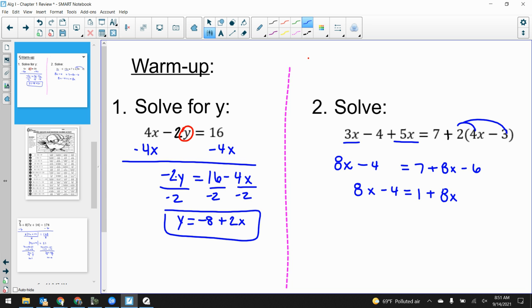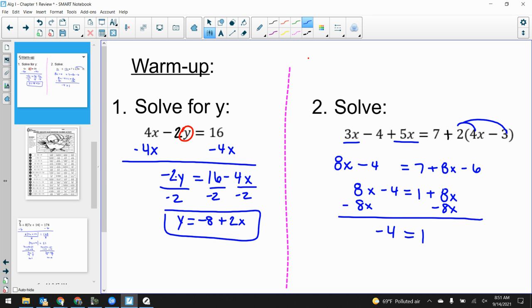What's going to happen here? What's going to happen? Okay, they're not going to equal the same number. Oh, I see what you mean. When I cancel out the variables, that's what I meant. The variables are going to cancel out. That's what's going to happen.